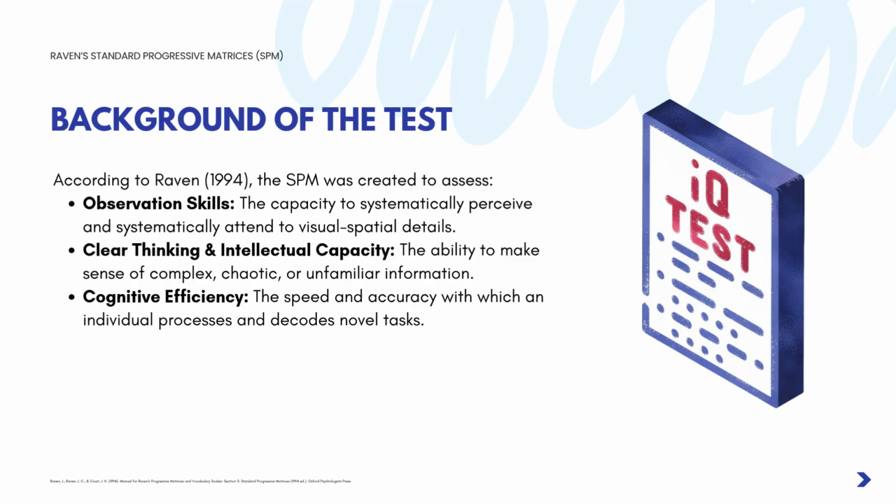The SPM focuses on three core areas. First, observation skills, which is your ability to systematically look at and pick up on visual details. Second, clear thinking, which is your capacity to find meaning and logic within complex or unfamiliar situations. And finally, cognitive efficiency, which looks at how accurately you can solve new, unfamiliar problems.